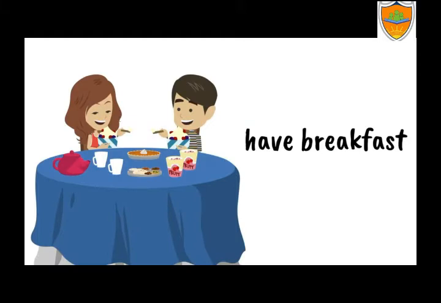Number 1, have breakfast. What they do, they have breakfast. Have here means eat. Breakfast means that meal we eat in the morning. So again, repeat after me please. Have breakfast.